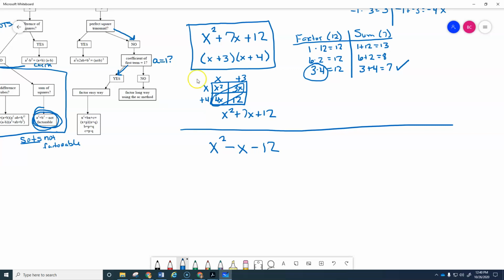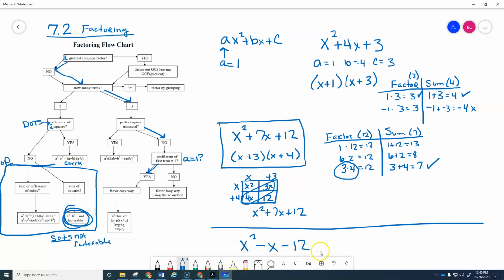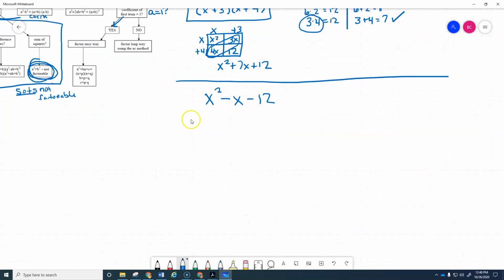Okay, so the flowchart: does it have a greatest common factor? Nope, there's no GCF, since the coefficients are 1, 1, and 12. How many terms are there? 3. Is it a perfect square trinomial? No, 12 is not a perfect square. So is the leading coefficient, the a, equal to 1? Yes, the a is equal to 1. Then that means it's one of those that we call an easy table.